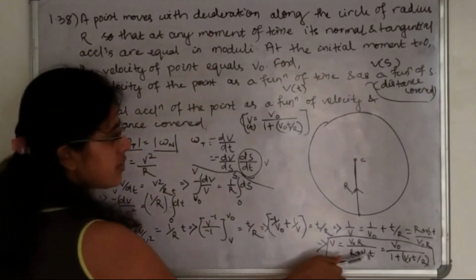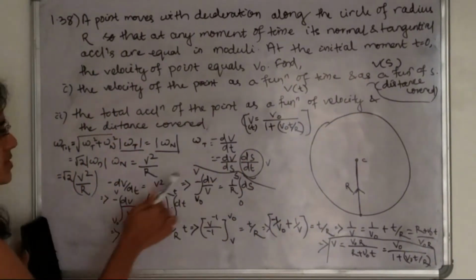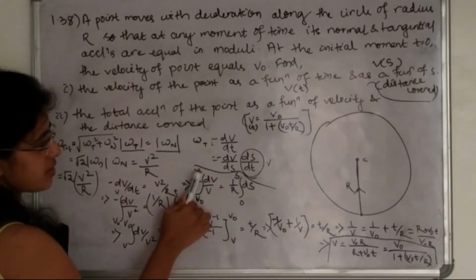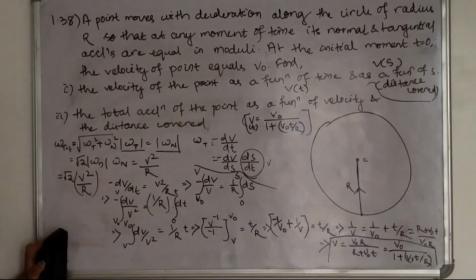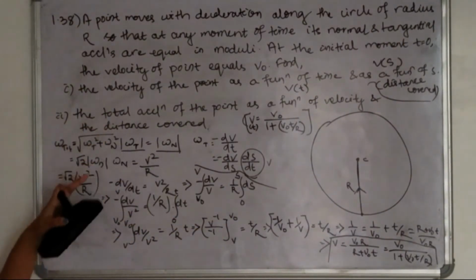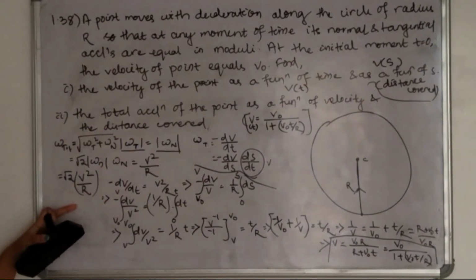I can write it as this. v we have found here as a function of t. Simply put this v in this place. By solving this equation, you can also find v as a function of distance covered. Put this v in this position, and you can find the total acceleration as a function of distance covered.